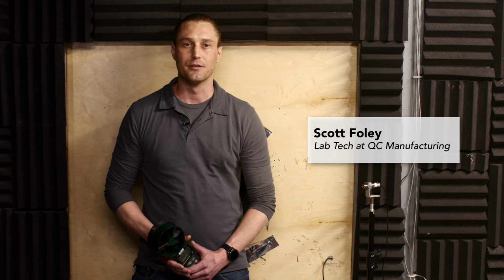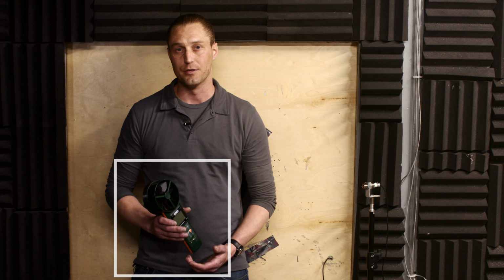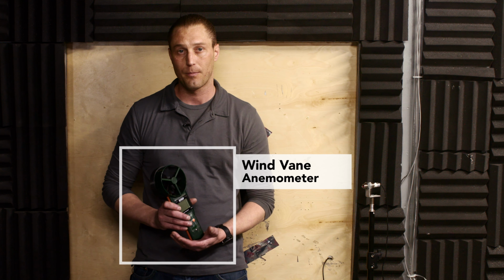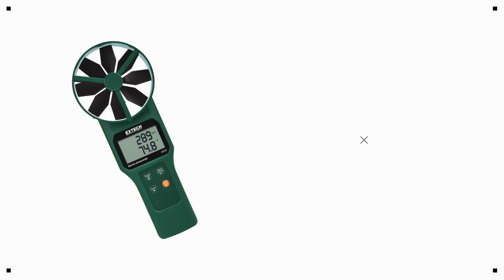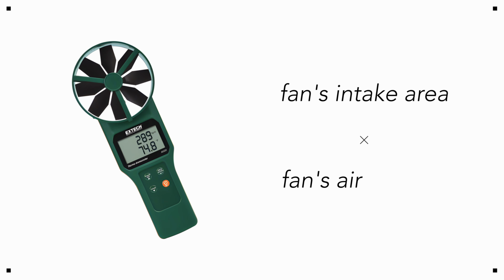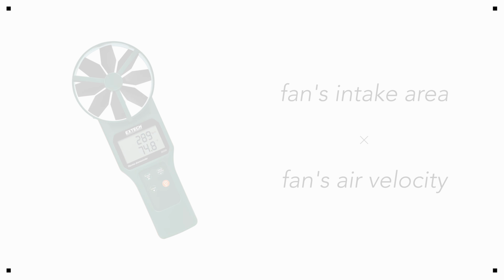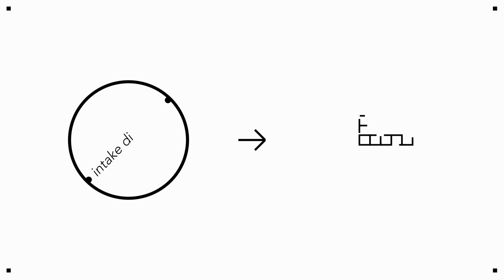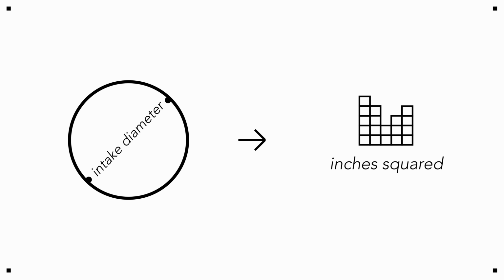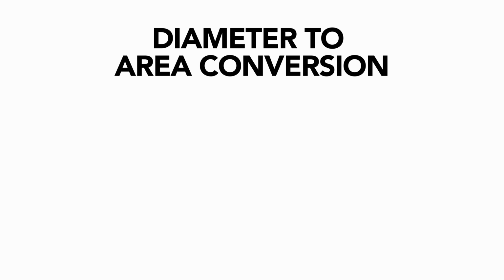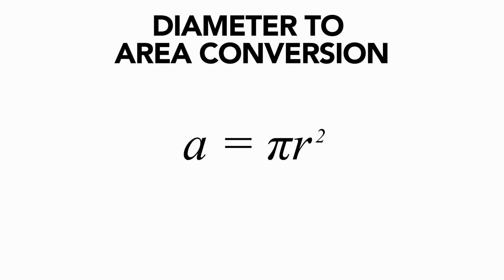Hi, I'm Scott. I'm a lab technician here at QC Manufacturing, and today I'm going to be going over how to perform a bench test on our units with our wind vane anemometer. The wind vane anemometer works by multiplying the fan's intake area by the fan's air velocity in feet per minute. Before we start each test, we measure the fan's intake diameter and we convert that into inches squared. The formula that we use to convert our diameter to an area is pi r squared.